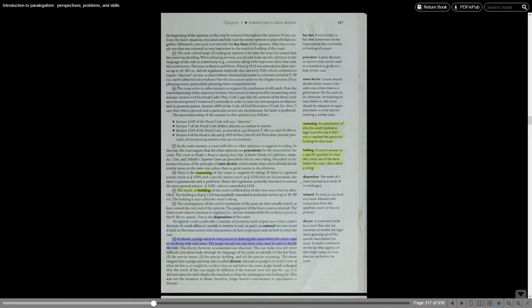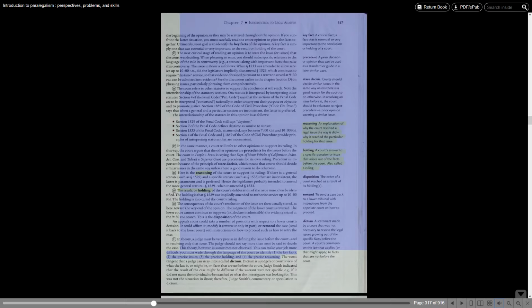In theory, a judge must be very precise in defining the issue before the court and in resolving only that issue. The judge should not say more than must be said to decide the case. This theory, however, is sometimes not observed. This can make your job more difficult.